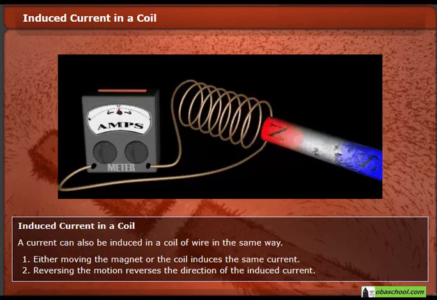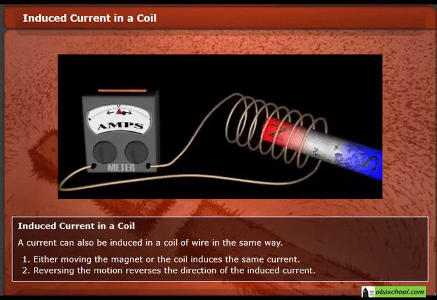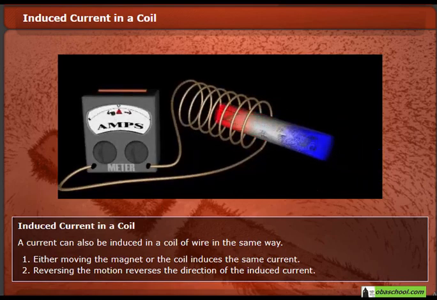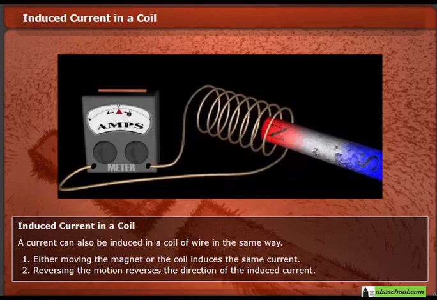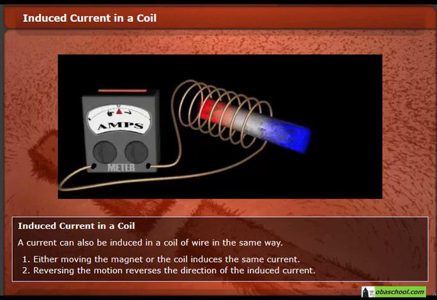A current can also be induced in a coil of wire in the same way. 1. Either moving the magnet or the coil induces the same current. 2. Reversing the motion reverses the direction of the induced current.